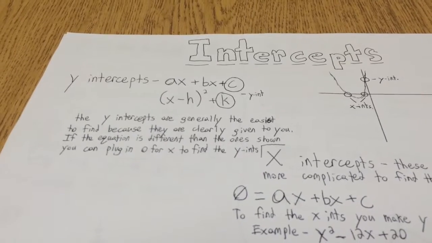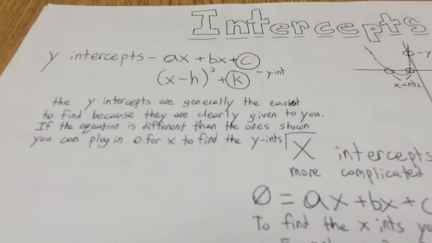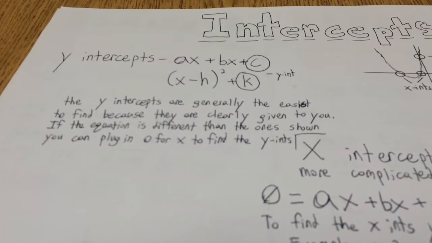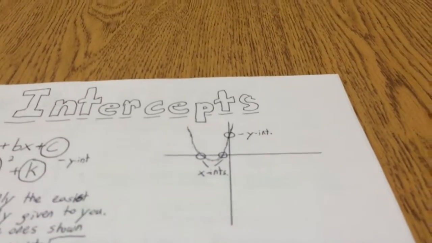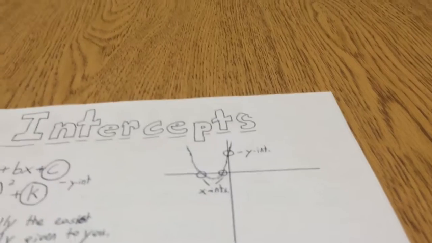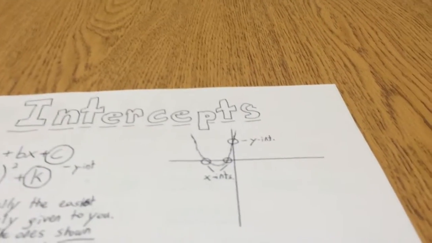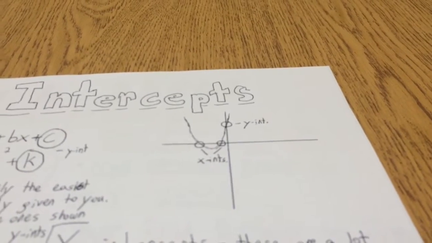C and k are the y-intercepts. The y-intercepts are generally the easiest to find because they are clearly given to you. If the equation is different than the one shown, you can plug in 0 for x to find the y-intercepts. In the graph, the y-intercept is shown on the top right, and the x-intercepts are shown on the x-axis down in the bottom left.